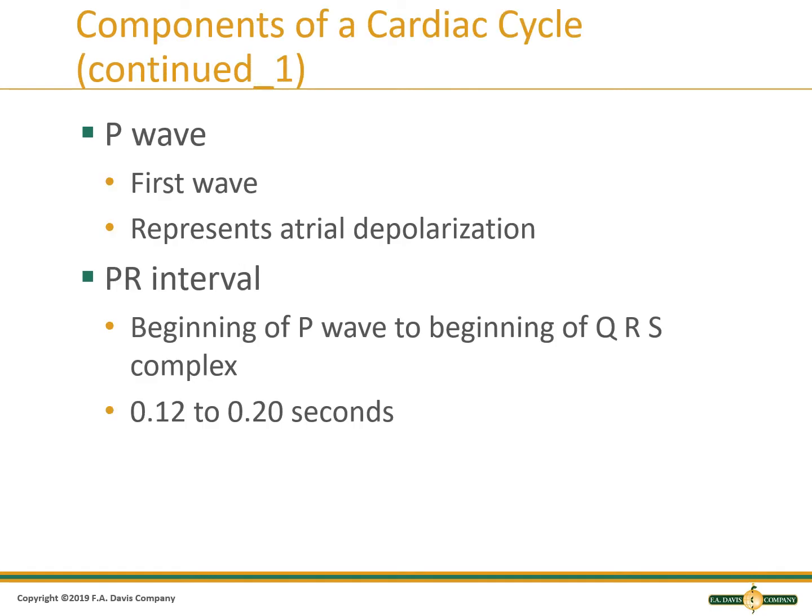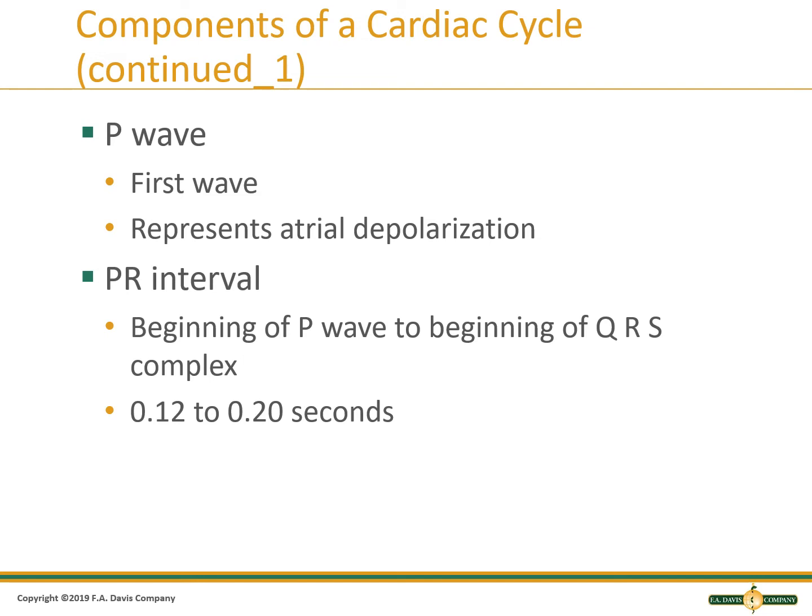P wave is the first wave of the cardiac cycle and represents atrial depolarization, that is atrial contraction. When the SA node fires, the electrical impulse spreads from the right to the left atrium as well. Normal P wave is rounded and appears as a small hill.